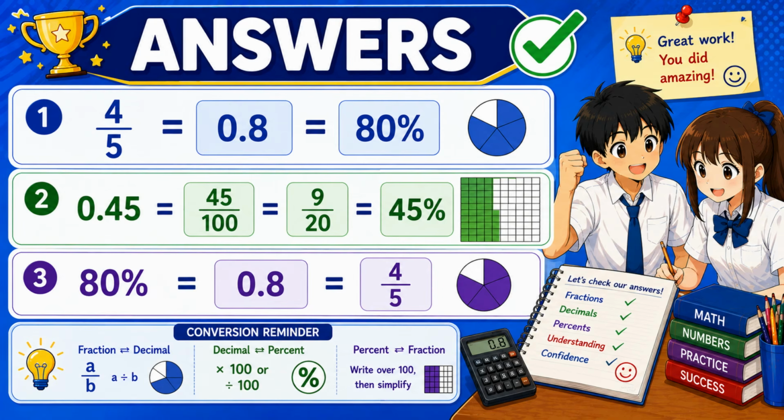Number 2, 0.45 can be written as 45 over 100. After simplifying, it becomes 9 over 20. As a percentage, it is 45%. Number 3, 80% is equal to 0.8. As a fraction, it is 80 over 100, which simplifies to 4/5.